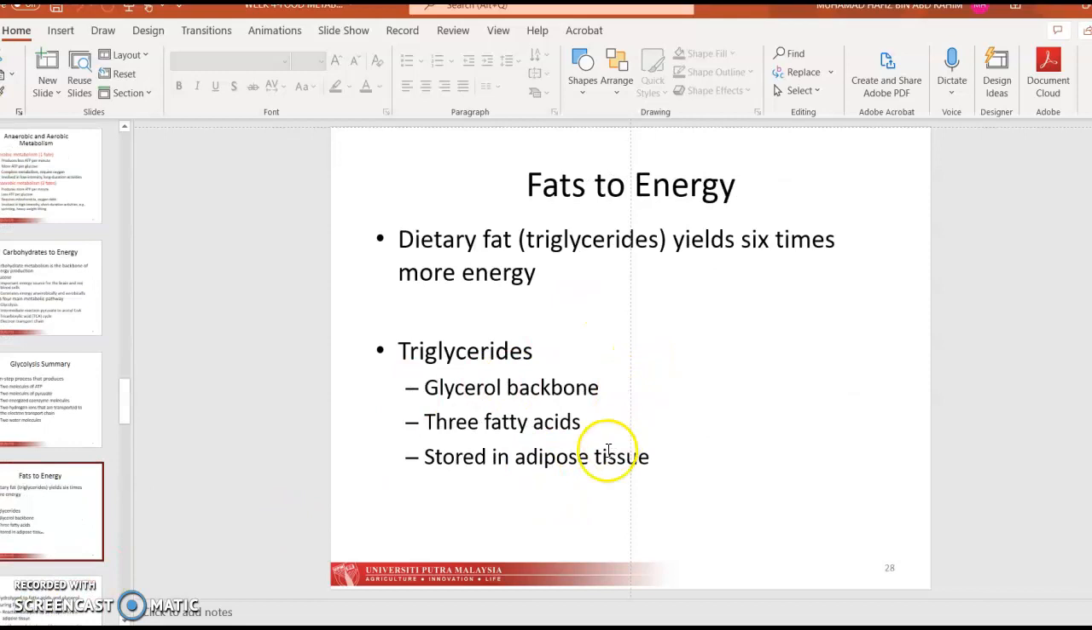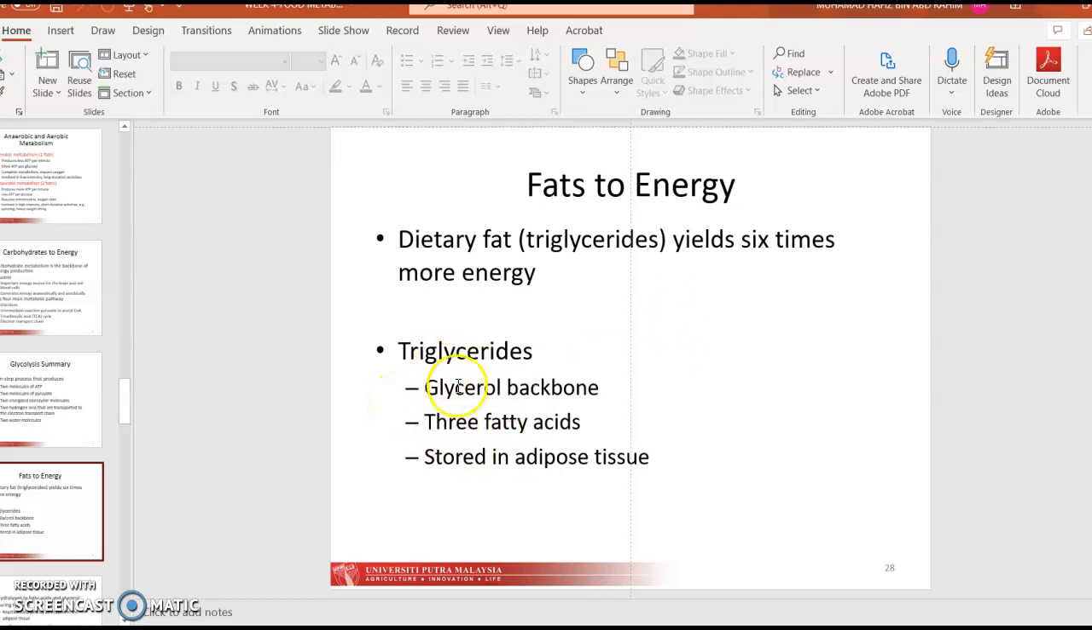So for fats to energy, dietary fat yields 6 times more energy, in the process we call beta oxidation. I'm sure you remember how to calculate the ATP from dietary fat compared to carbohydrate. But we would ask you to calculate the ATP in the nutrition.